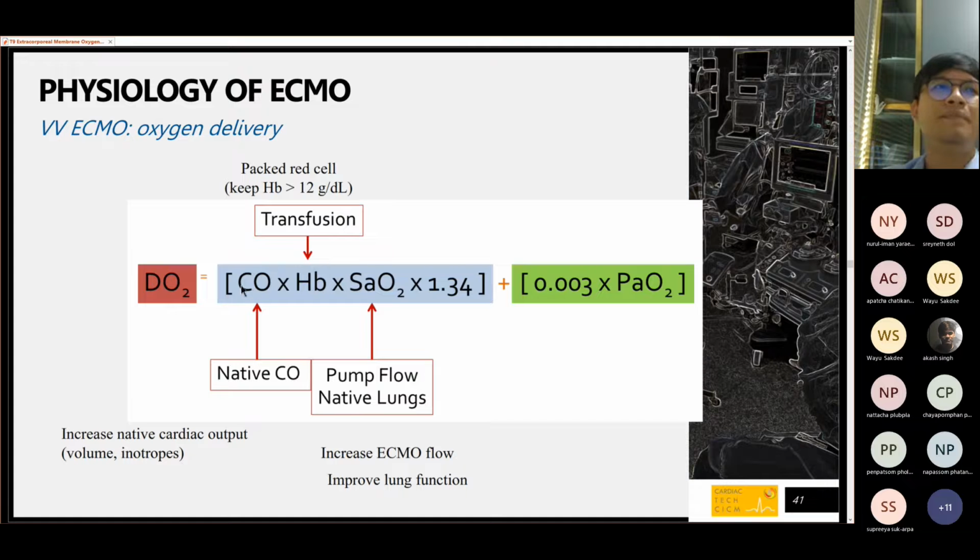In terms of cardiac output, there is no support for the heart pumping, so the native cardiac output is still the main function for pumping blood to the systemic circulation. At the same time, we have to maintain the hematocrit also. Here is how VA ECMO and VV ECMO differ.